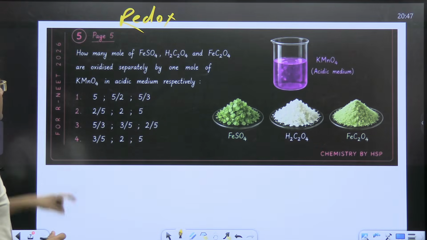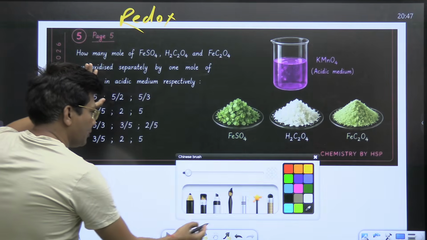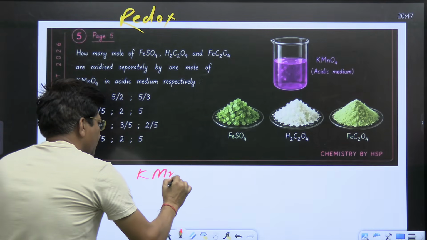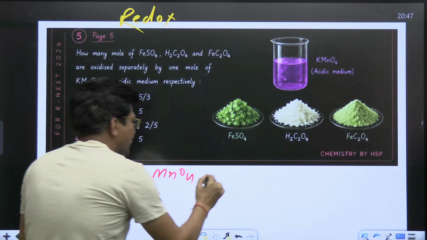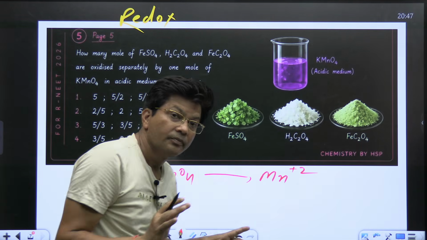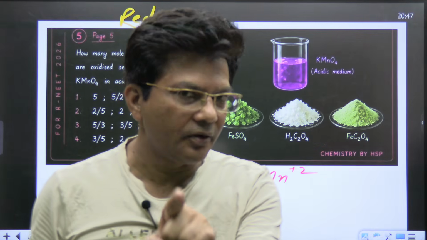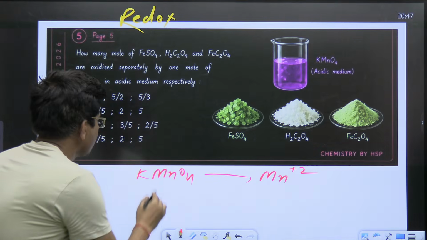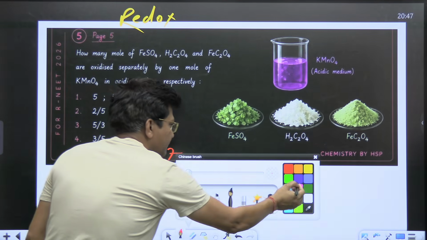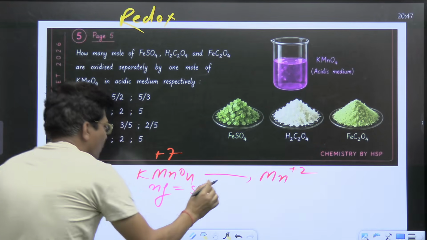Let's see. That KMnO4 in acidic medium. First of all, let me tell you about KMnO4 in acidic medium. Always remember that KMnO4, whether the medium is given or not given, take it to be acidic. Even if the medium is not mentioned, always take it to be acidic, right? So see, from +7, it is getting changed to +2. So its n factor is 5. We got its n factor.